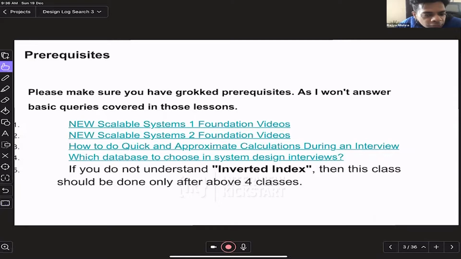You can type in the chat box if you have not done the prerequisites. That will give me a good idea of where we stand. Okay, so I assume everyone has done at least some prerequisites. So let's move ahead.